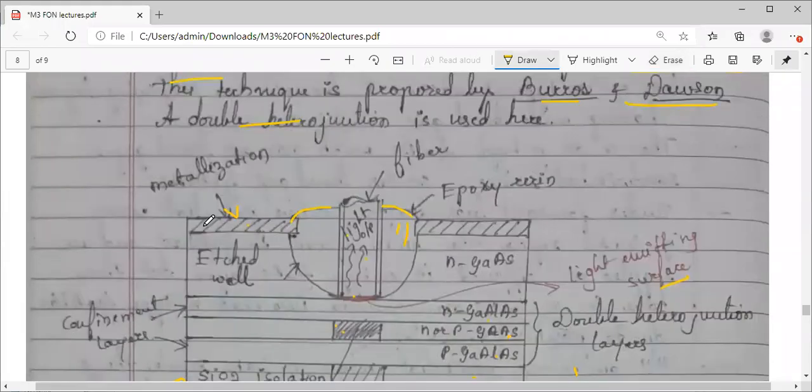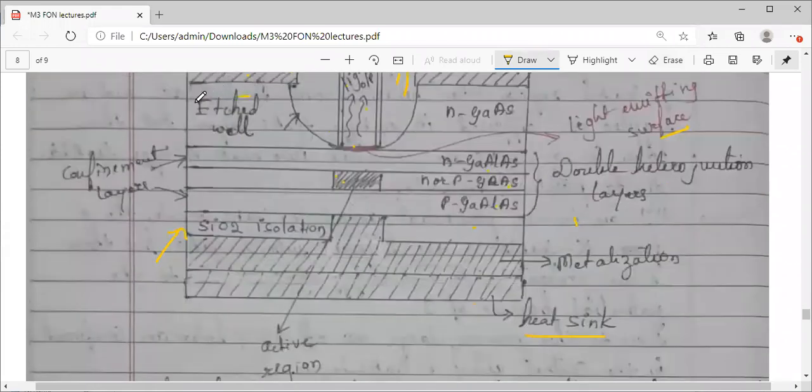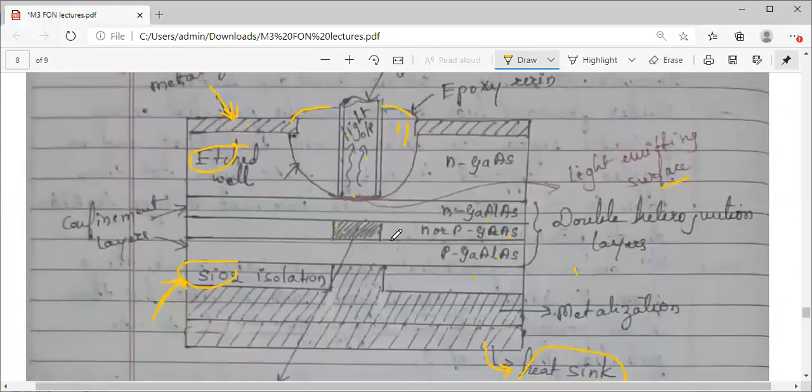So as you can see the structure, we have the metallization. You know why the metallization and etching is used. Even you know why the isolation is provided, right? One extra is the heat sink, that is for durability, for long life of the LED. We use it. This is your light emitting surface.